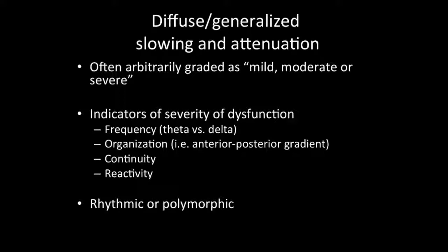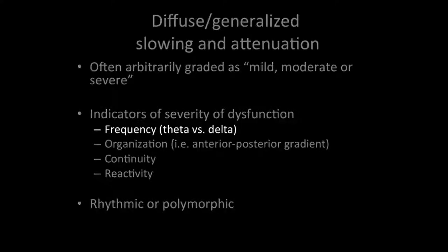Some indicators of severity of dysfunction include the frequency. Is it predominantly theta or predominantly delta frequency? The organization, is there an anterior or posterior gradient? And are there other indications of normal organization of the background rhythm? Is the background continuous? And is there reactivity? Diffuse slowing, like focal slowing, can also be rhythmic or polymorphic.